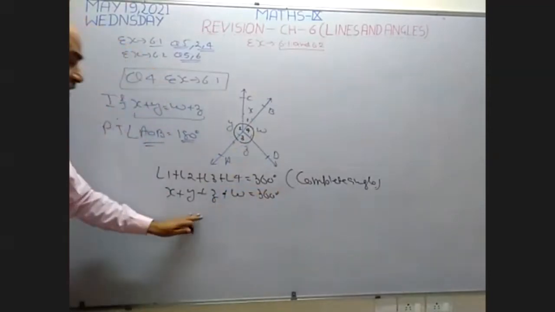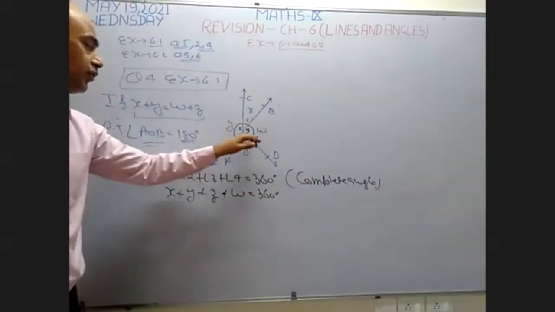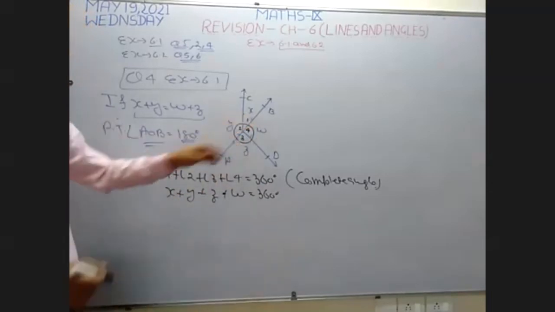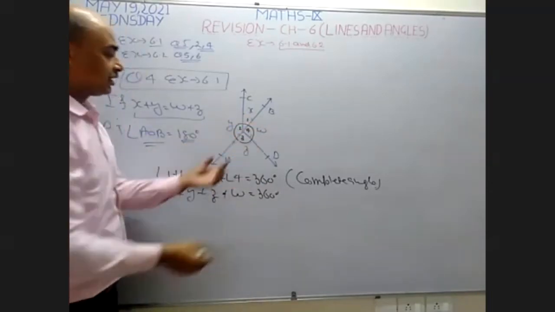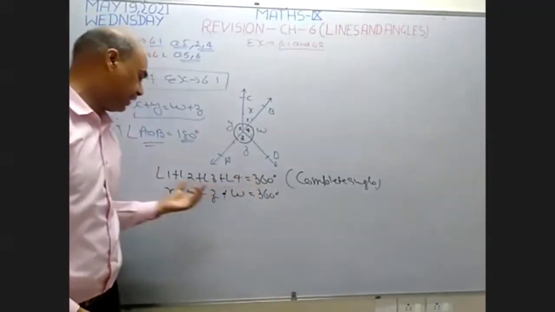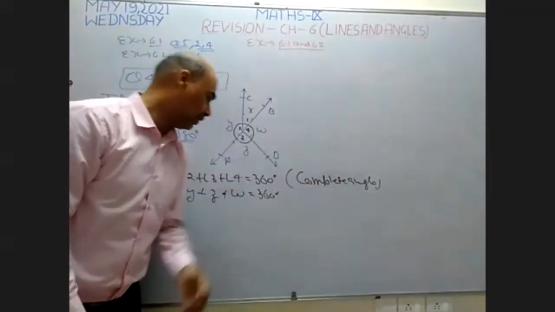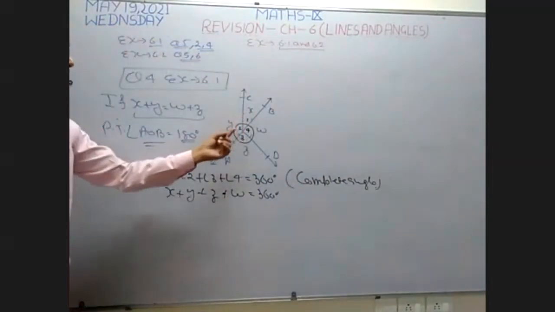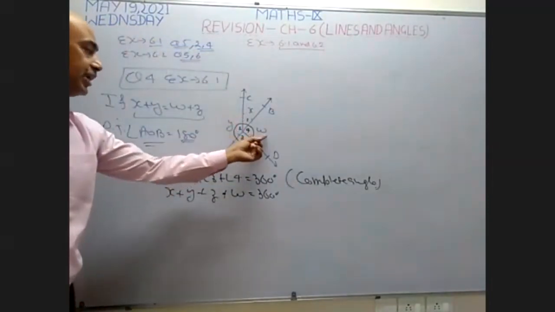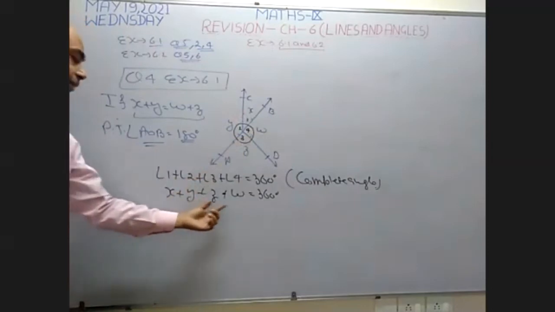Okay? Is it clear, beta? I take the sum of all the four angles. When I take the sum of all the four angles, they form a circle, and the circle becomes a complete angle. This is the reason I take the sum equal to 360 degrees. The reason I write complete angle. Now the value of angle 1 is x, 2 is y, 3 is z, and 4 is w. So I write x plus y plus z plus w.